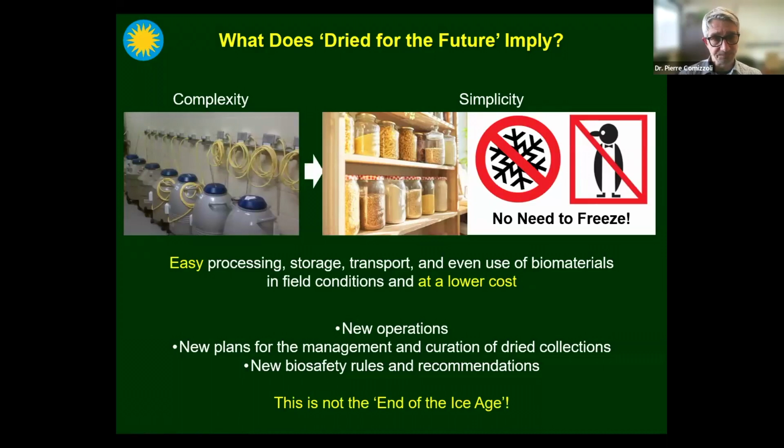But what you also need to think about is an easy process: storage and, of course, easy transport if you have dried samples that can be stored at ambient temperature. And then, of course, you can think of doing the drying in a very efficient way in field conditions, or in countries that do not have access to liquid nitrogen. And everything should also in the future be done at a lower cost, not only for the processing of the samples, but for the storage.